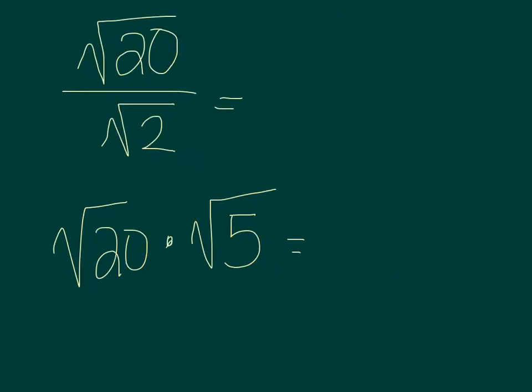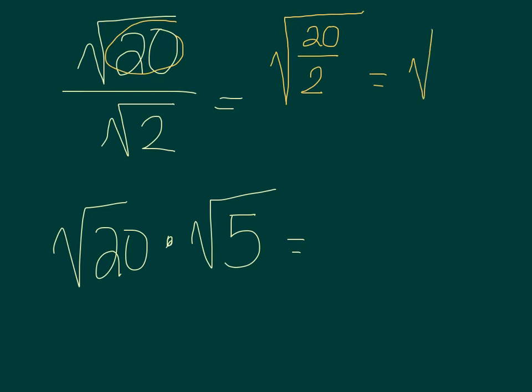Division is going to work the same way. So if I do the square root of 20 divided by the square root of 2, I can rewrite that as one big square root of 20 over 2. Well, I know 20 over 2, so that's going to be the square root of 10.